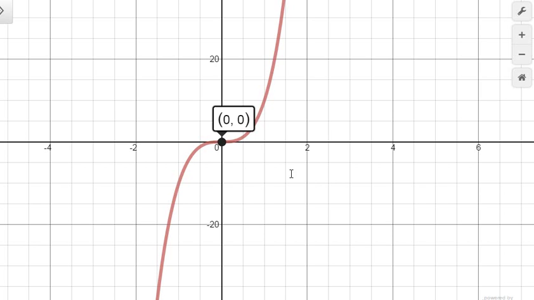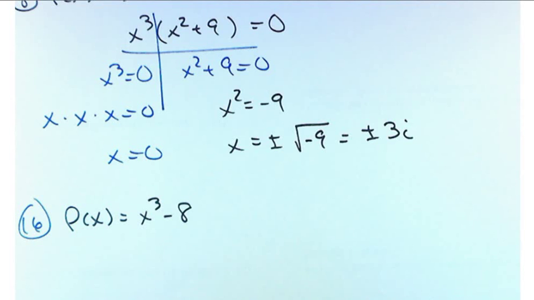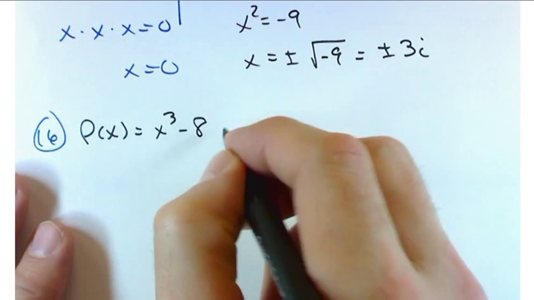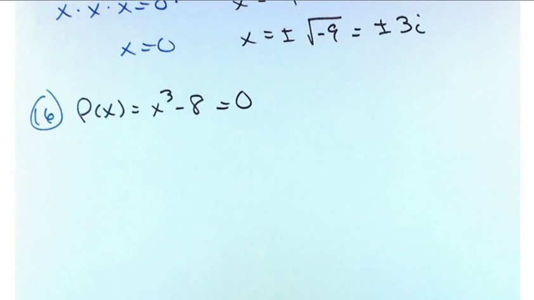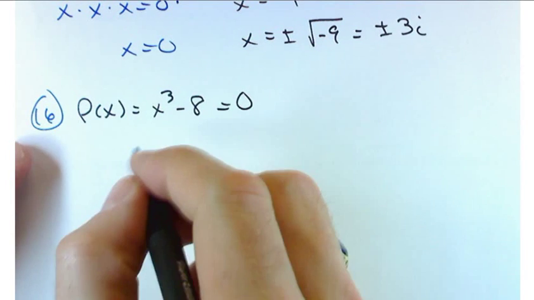Let's take a look at problem number 16. P of x equals x cubed minus 8. So again, if I'm looking for where the roots are, I need to solve where that's equal to 0. So how can we do that? Well, I guess the first way to start out with is a little bit of a reminder for you, and that is how to factor the difference of cubes. So let's see if we can do that.